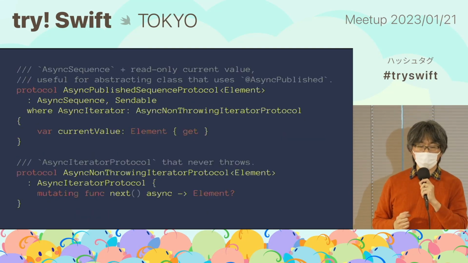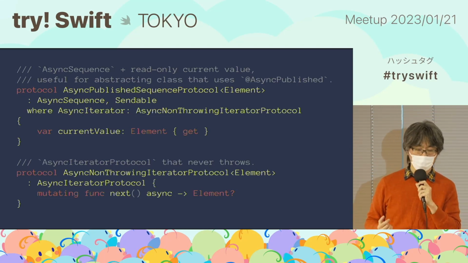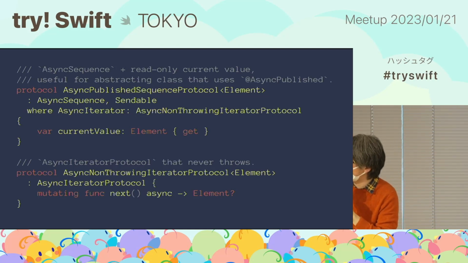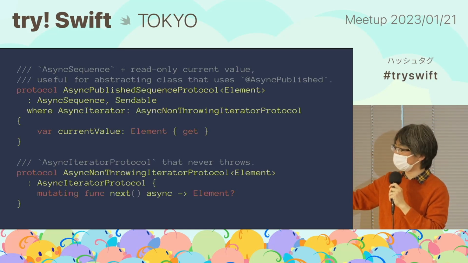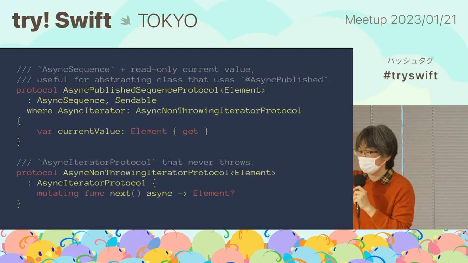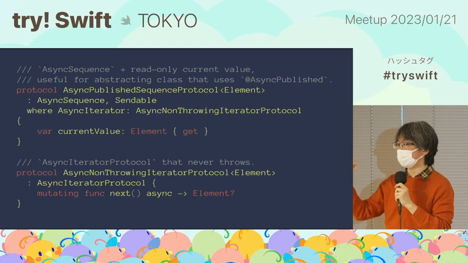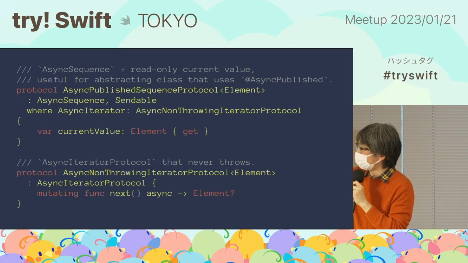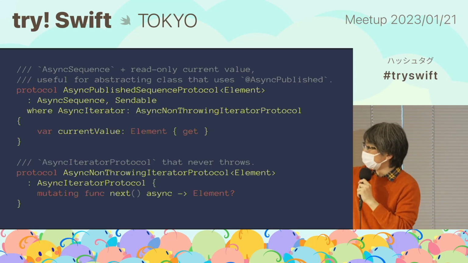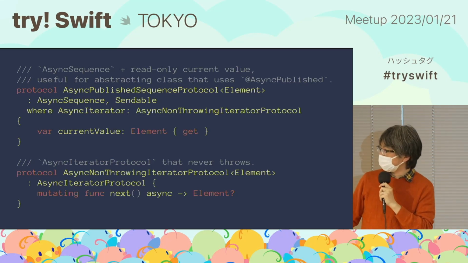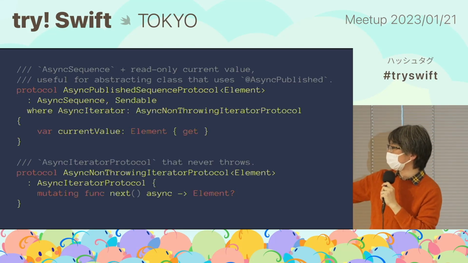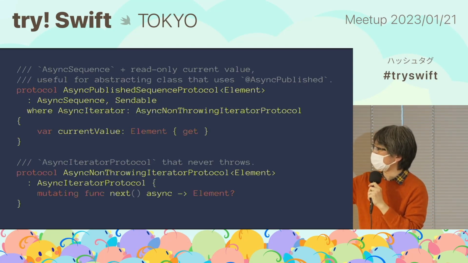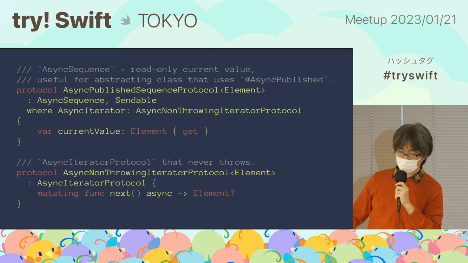Now let's make this AsyncPublished even more powerful and abstract. First, we create its protocol, like this one. So this is an async sequence that has a current value, like a BehaviorRelay, but it only has a getter. There's no setter, so that we can easily expose it outside without any mutation happening outside. And we can also make this one protected by some lock mechanism so that it will be Sendable. Here I also added a protocol called AsyncNonThrowingIterator protocol, which does not throw the next value. So this guarantees a never-throwing sequence.